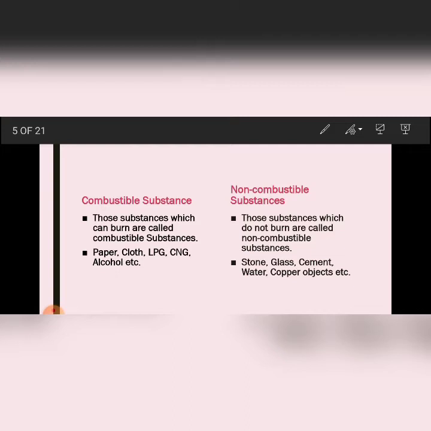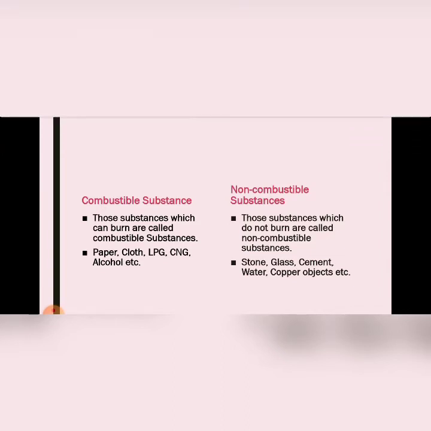Non-combustible substances. Those substances which do not burn are called non-combustible substances. For example, stone, glass, cement, water, copper, objects, etc. These substances, when heated, never give off light or heat. So, these are non-combustible substances.